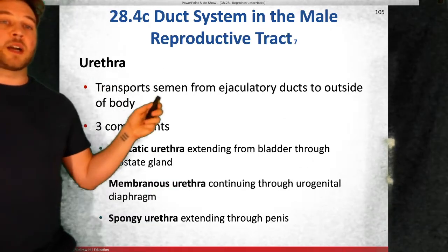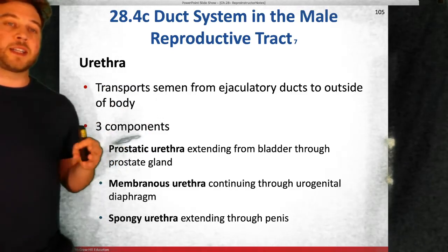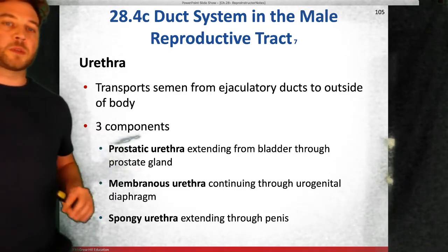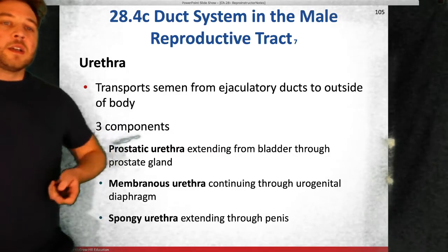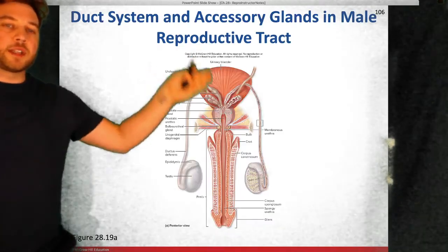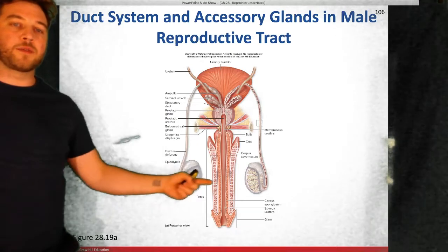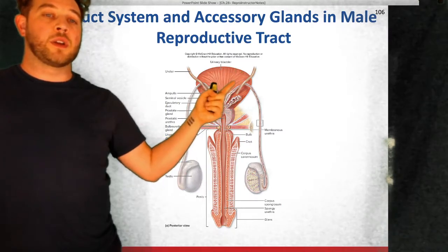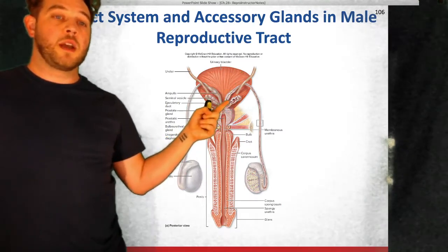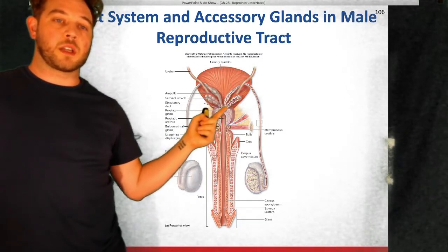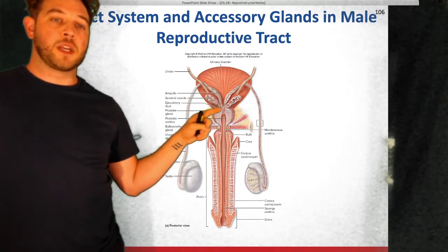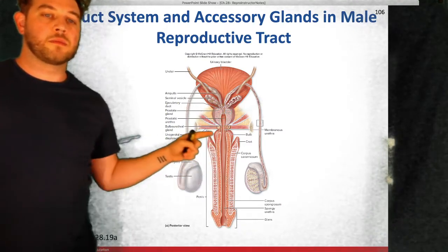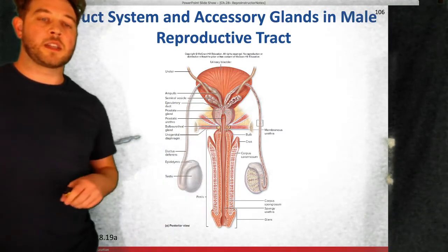The urethra transports semen from the ejaculatory ducts to the outside of the body, as well as urine. It has 3 components: prostatic, membranous, and spongy. They're named for their specific locations. Here is a vertical view of it. You have sperm produced in the testicles, stored and matured in the epididymis, and released through the vas deferens. This is a posterior view. You have the seminal vesicles and the ampulla of the vas deferens forming the ejaculatory duct on the prostate. You have your prostatic urethra, your membranous urethra, and then your spongy urethra that runs the length of the penis.